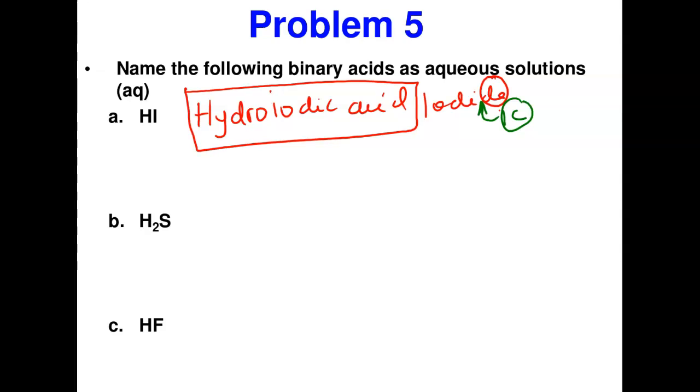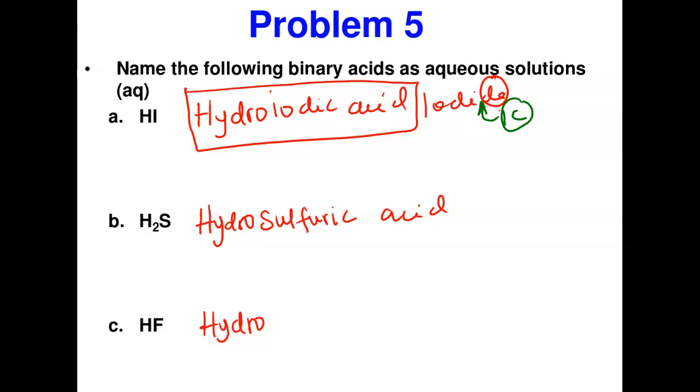If you apply this to the other one, this is still a binary acid, two elements: hydro, sulfuric acid. If we apply that to this one too, again, this is hydro. Then this is fluoride. We're going to drop the IDE and put what? IC. So it's going to be hydrofluoric acid. And that is how you name these ones.